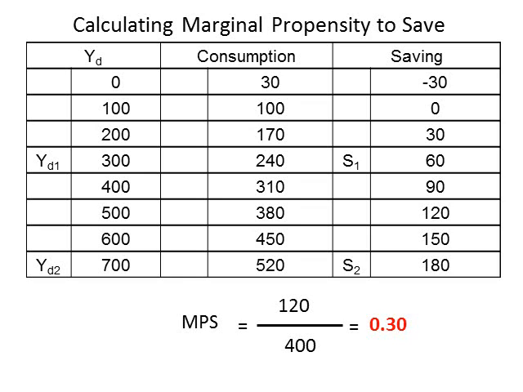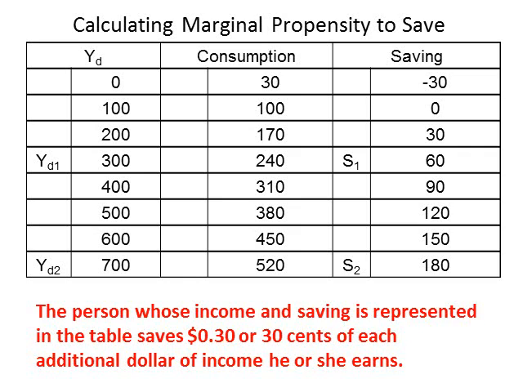Now we need to take a minute and interpret what that 0.30 means. What this means is that the person whose income and saving is represented in the table saves $0.30, or 30 cents, of each additional dollar of income he or she earns.